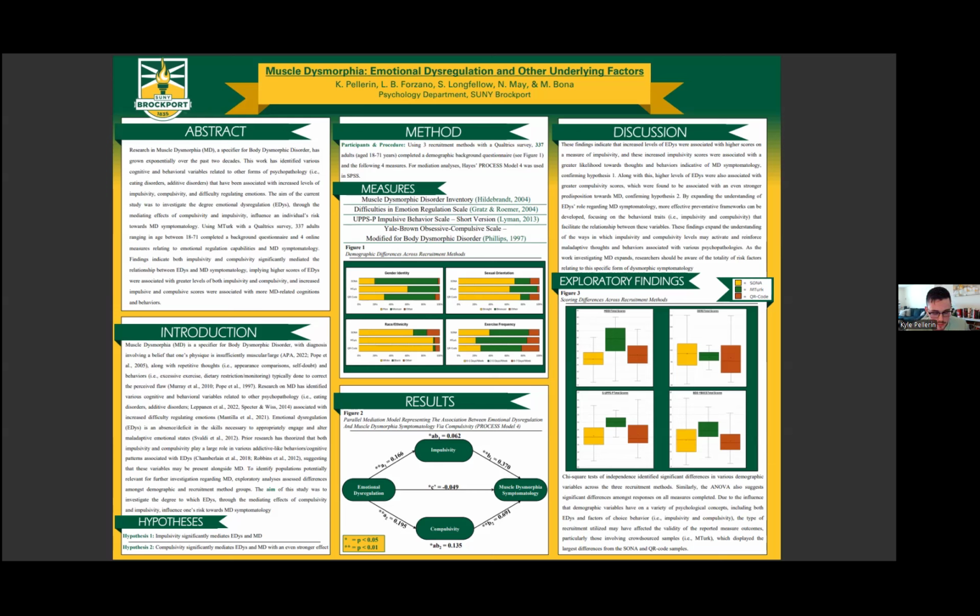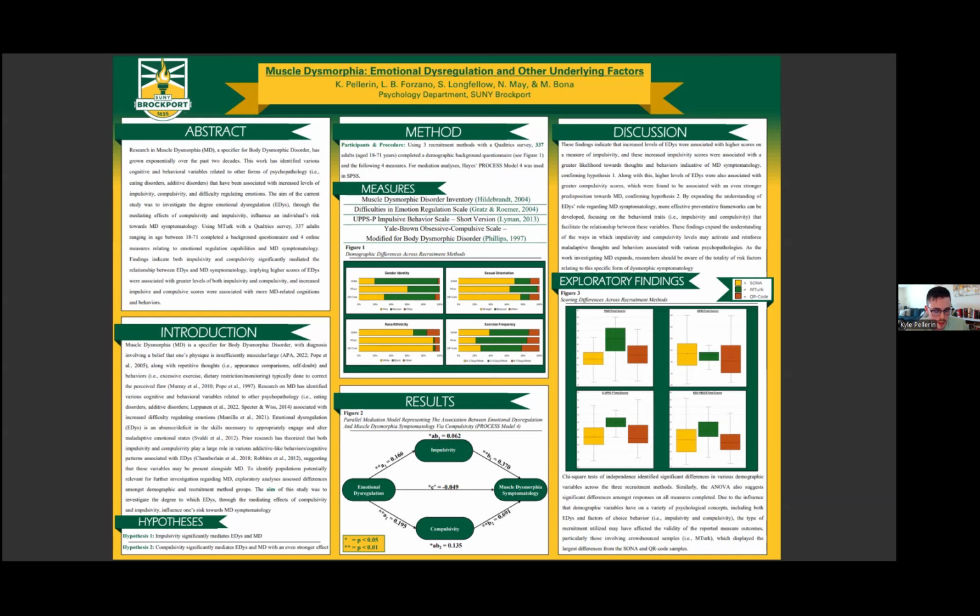And then along with the chi-square test, we also ran a one-way ANOVA, which can be seen here on the right side of the screen, to find any significant differences in responses on the measures between the recruitment method groups. We can see that MTurk in the green scored higher on the muscle dysmorphic disorder inventory, while the SONA group scored lower than the other groups. On the emotional dysregulation scale, the college students scored a bit higher than the MTurk and QR code groups, implying that they might have more difficulty with regulating emotions. On both the measures of impulsivity and compulsivity on the bottom portion, we can see that the MTurk group scored higher than both of the other groups as well.